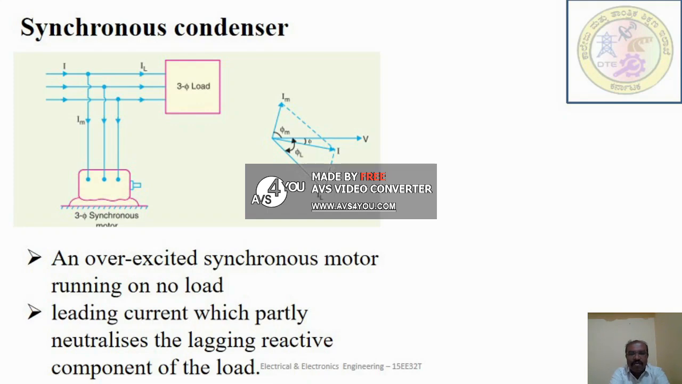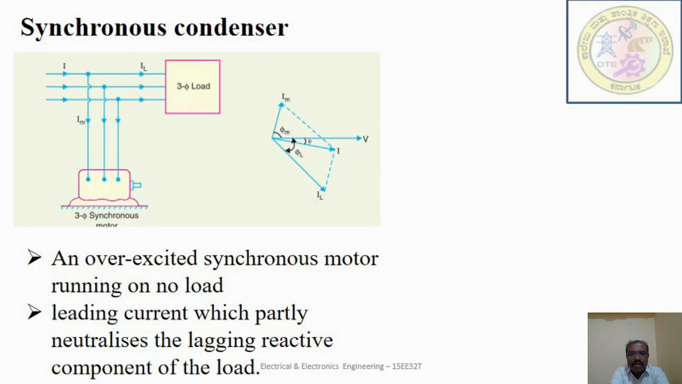In the waveform, you can observe in a diagram the power factor improvement by synchronous condenser method, where the three-phase load takes the current IL at the lagging power factor cos phi L. The synchronous condenser takes a current IM which leads the voltage by an angle phi M. That means synchronous condenser draws the leading current.